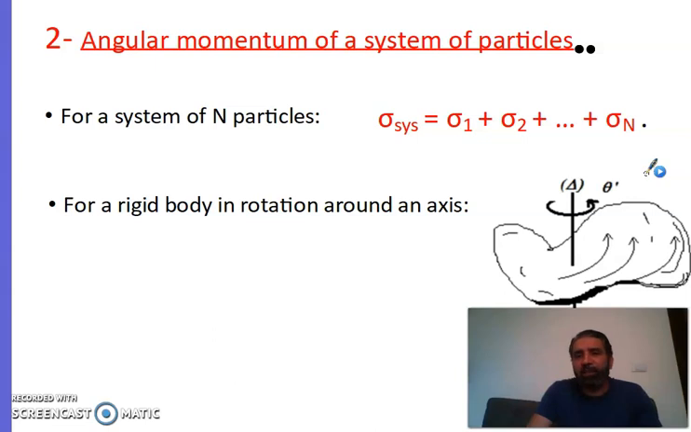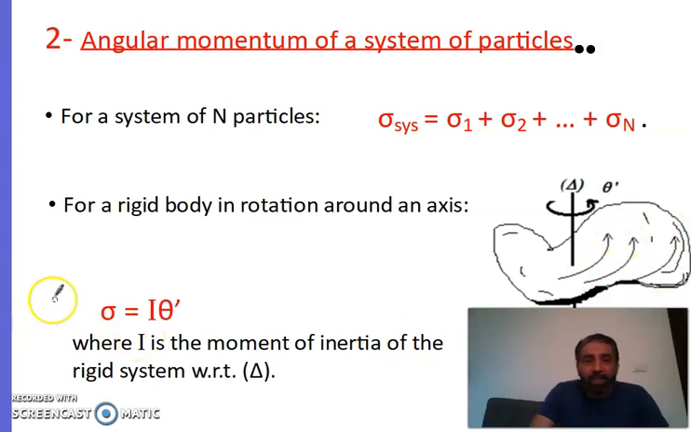And also you know that for a rigid body, every particle of the rigid body has the same angular velocity theta prime and angular acceleration theta double prime as any other particle. Clear? I mean all the particles of this rigid system have the same theta prime and the same theta double prime. So what is the angular momentum of this rigid body? Sigma equal I theta prime. Looks like that of a particle, okay?